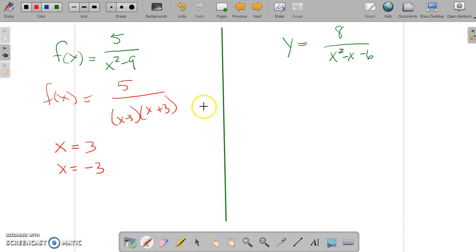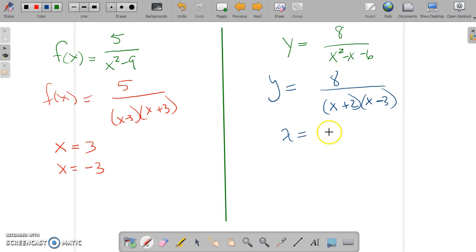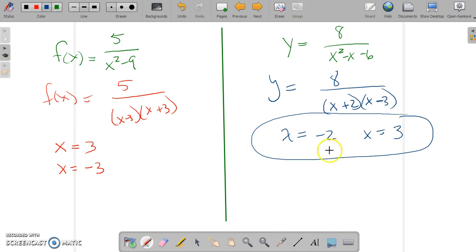Here's another example. So you've got this equation here, and I'm going to factor the denominator here. X, 3, 2, that's a negative. That's a positive. So our domain is limited. X equals negative 2 and x equals 3. Those are where our vertical asymptotes are going to be. Our horizontal asymptote is going to be y equals 0.